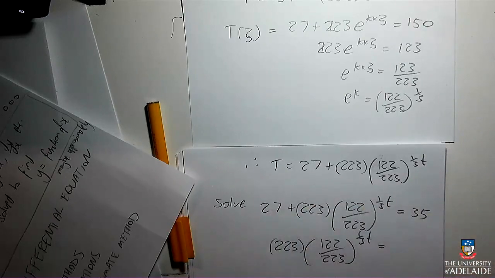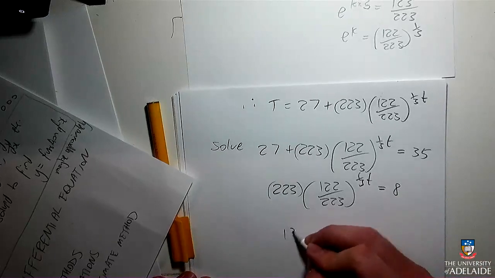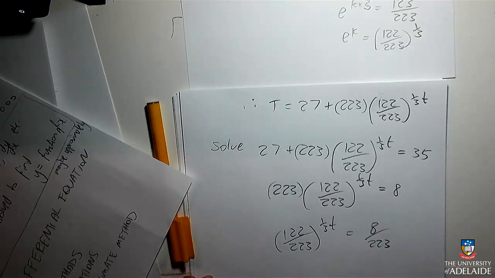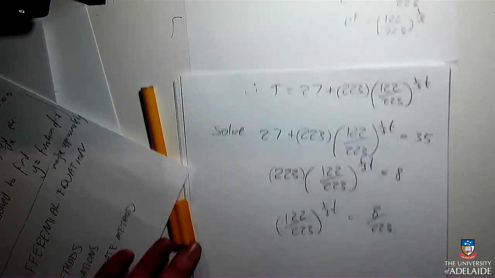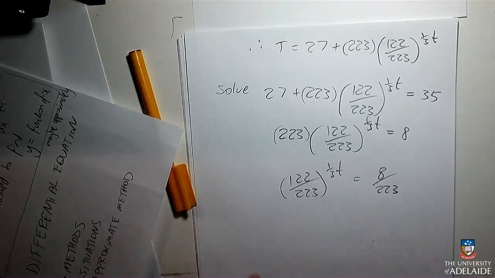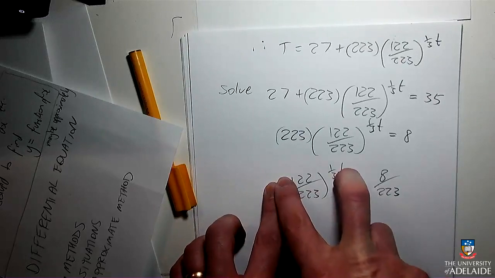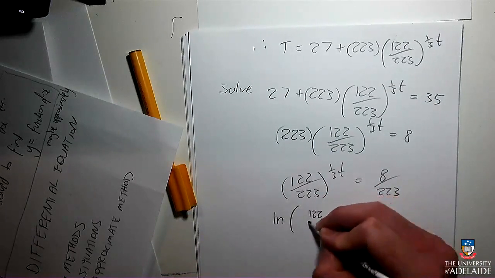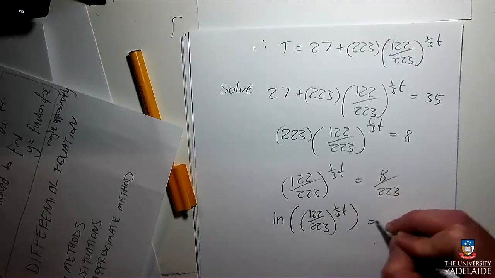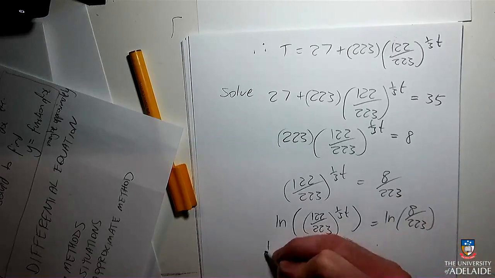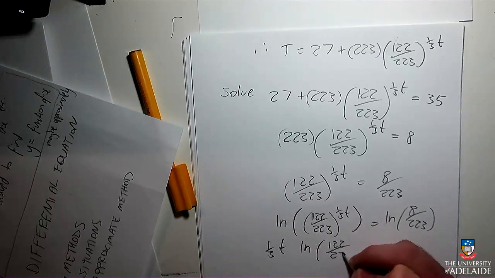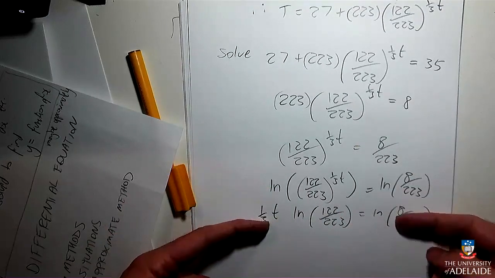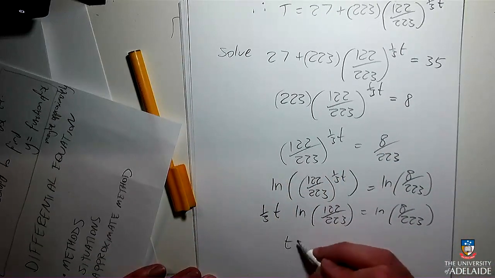So 35 minus 27 would be 8. So 123 on 223. It would be very nice to get rid of those 223s, but this one's trapped inside the power, so I just can't. So if I do ln on both sides, the power would come down. So I can do that all in one step. I won't, but you're allowed to. You don't have to do the intermediate step if you don't want. And so the t is this.